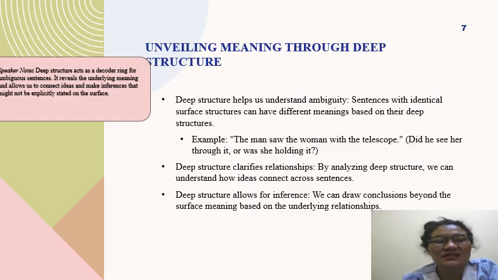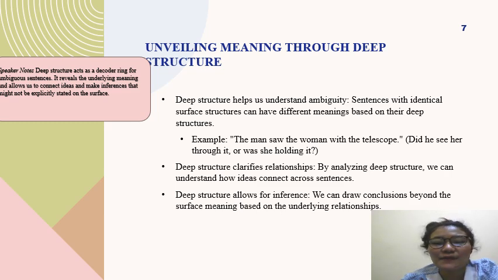The next slide is unveiling meaning through deep structure. Deep structure helps us understand ambiguity. Sentences with identical surface structure can have different meanings based on their deep structure. Example: the man saw the woman with the telescope. Did he see her through it, or was she holding it?